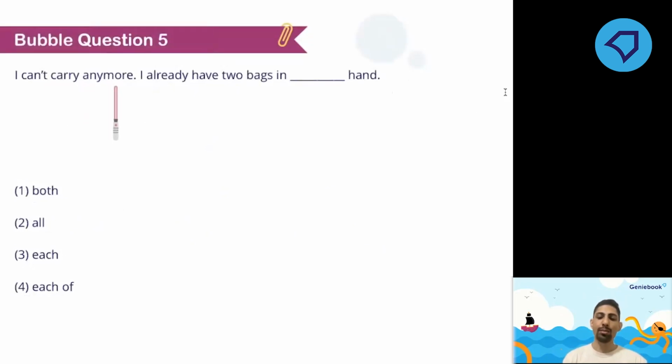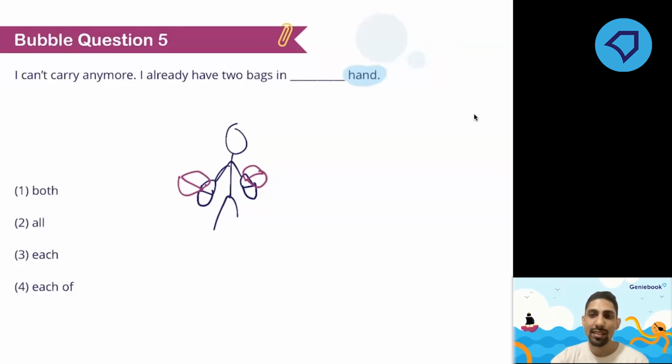I can't carry anymore. I already have 2 bags in what hand? Let me show you how this looks if you're not sure. You wait for my drawing before you answer. Okay, 1 hand. And then there's more. See how many bags there are all together? The answer is in each hand. That means left hand, 2 bags, right hand, 2 bags.